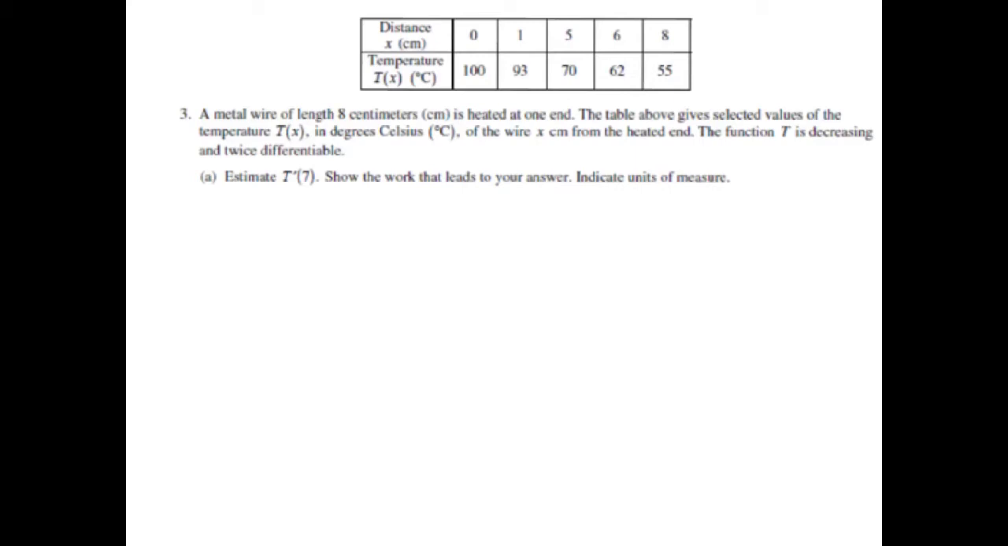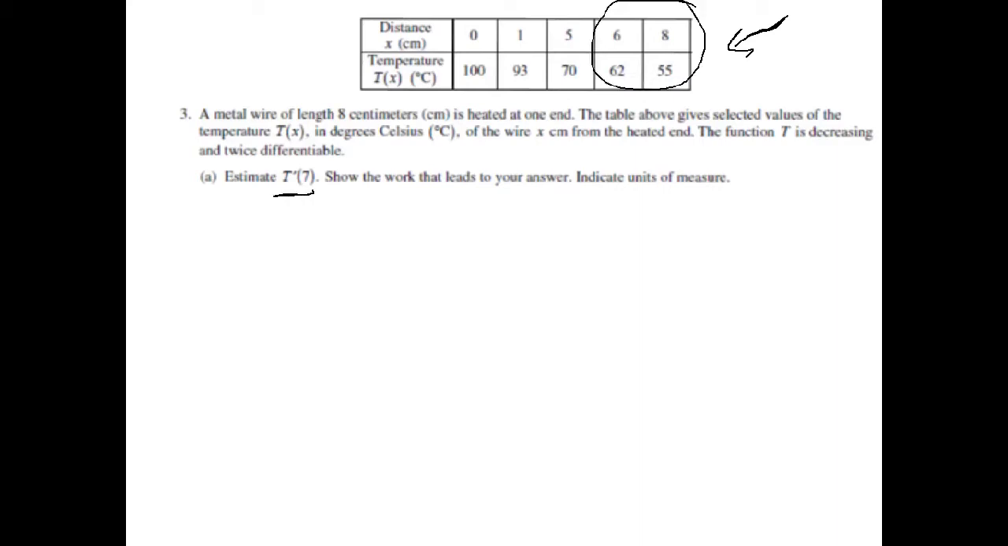All right, well, what we'd really like to do is take the derivative of this T function and then plug in 7, but they didn't give me the T function. All they gave me was the table right up here. So since I don't have the function to take the derivative of, all I'm doing is just estimating. We've seen something like this before. I'm trying to estimate T prime of 7.